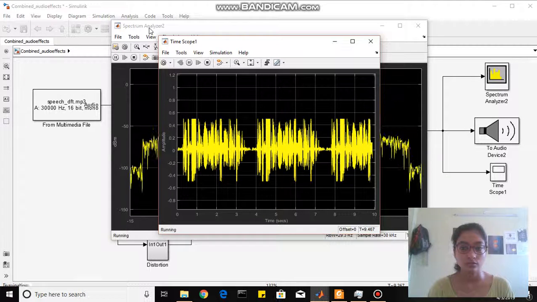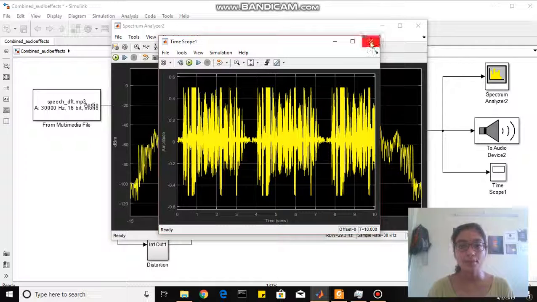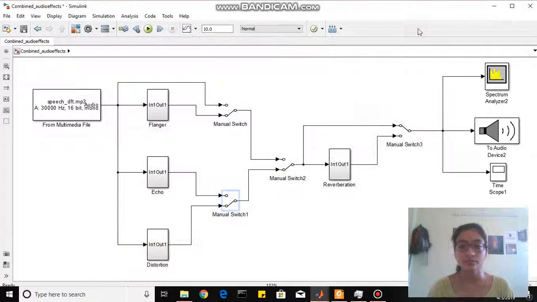The signal appears a little distorted. And next I'll show you how reverberation sounds like.